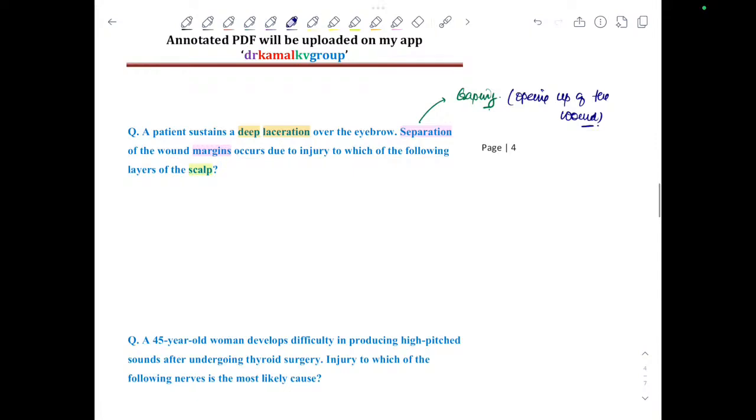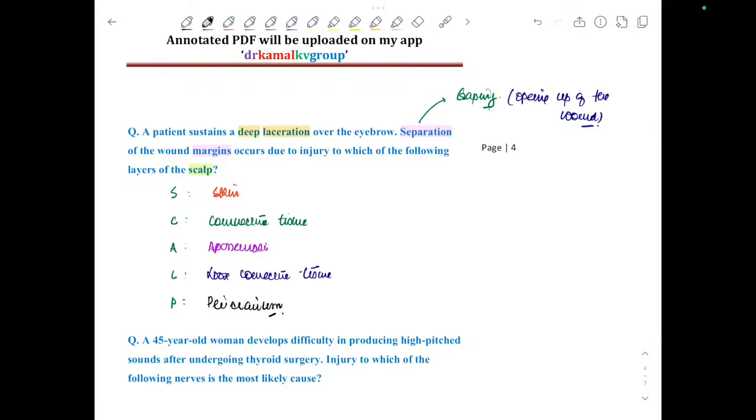Now to answer this particular question, you have to recall the layers of the scalp, which can be remembered by the mnemonic SCALP itself. So if we write SCALP something like this, S is skin, C is deep connective tissue, A is aponeurosis, L is loose connective tissue, and P is pericranium. Peri means surrounding, so it is surrounding the skull.